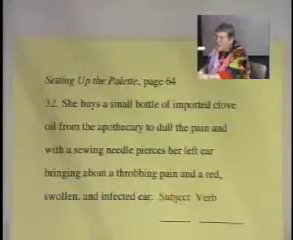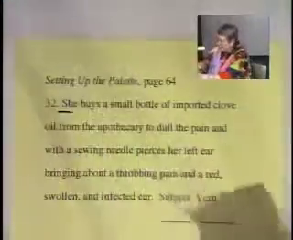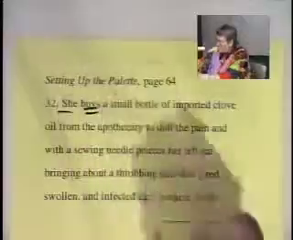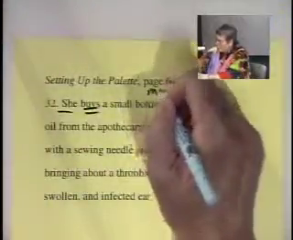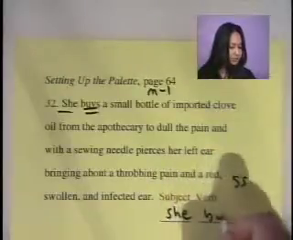Jessica, where's your subject? Jessica's the one person I don't see. Kim, where's the subject? She. And how about the verb? Buys. And what kind of a clause? Main. What kind of a sentence? Simple sentence. So it's she buys.